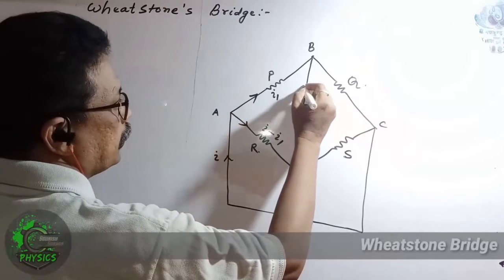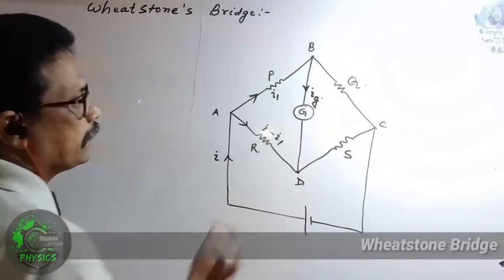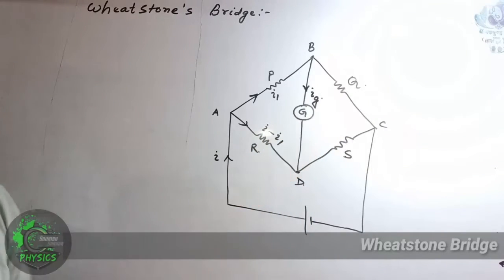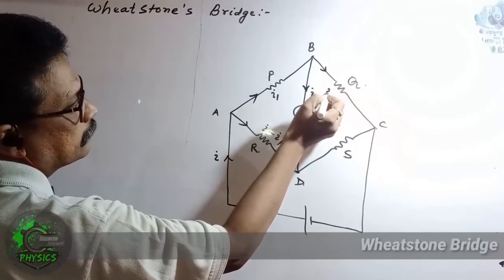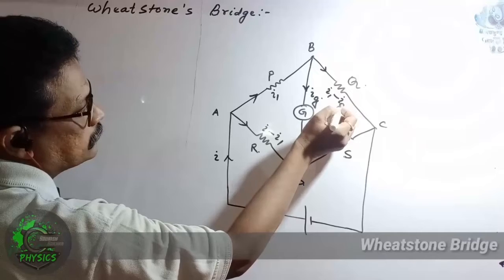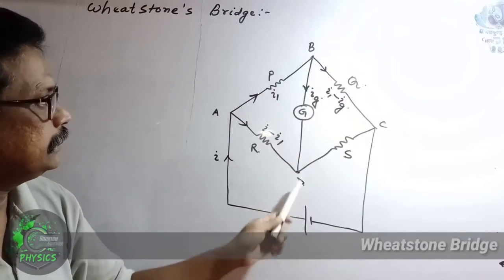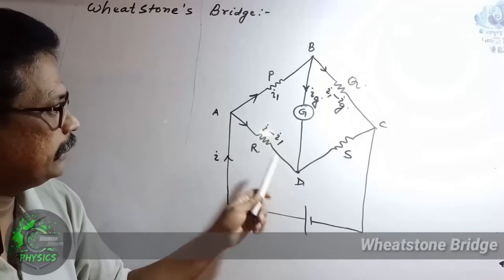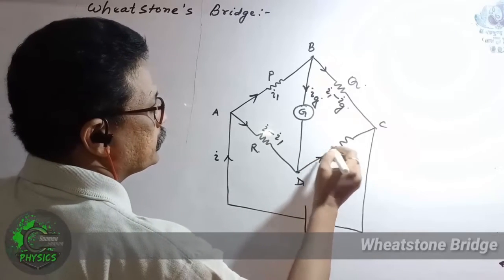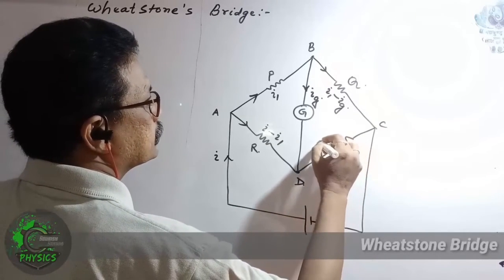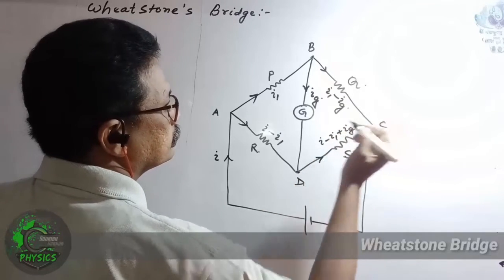Now this current I1 further splits at B. Let the current along the galvanometer be Ig, then the current along Q must be I1 minus Ig. Now along BD the current is Ig, along AD the current is I minus I1. So the current flowing across S is I minus I1 plus Ig.